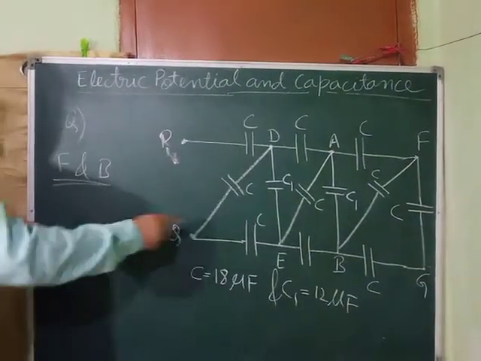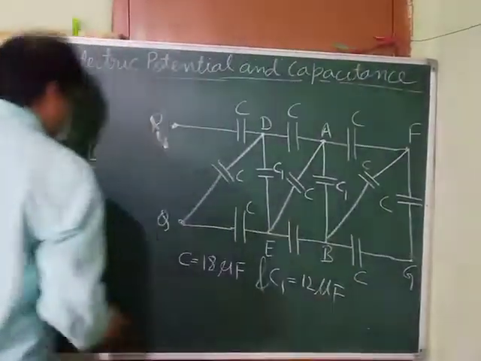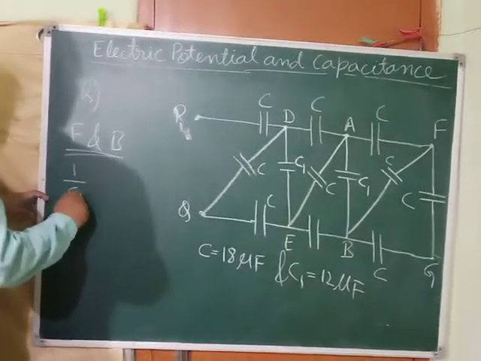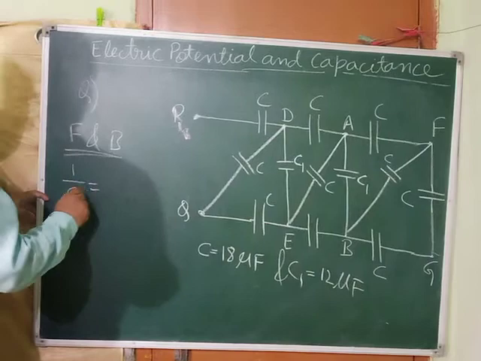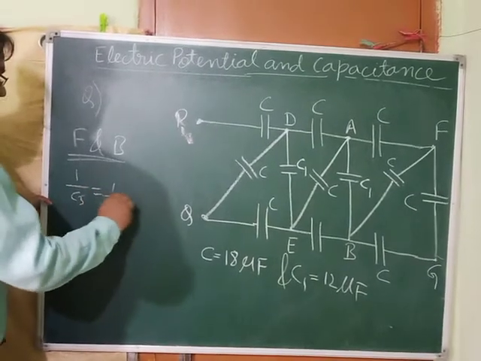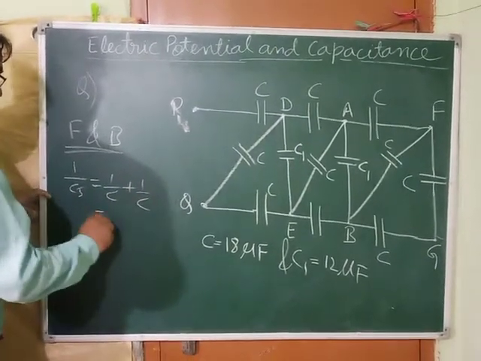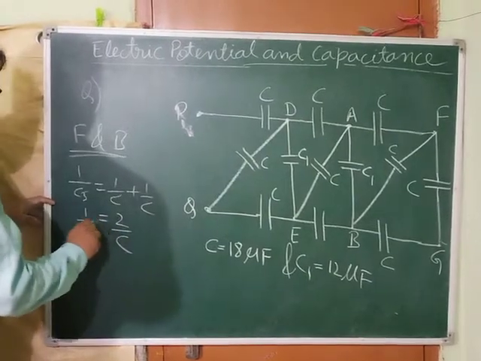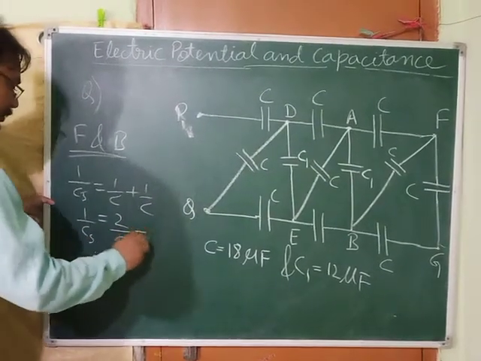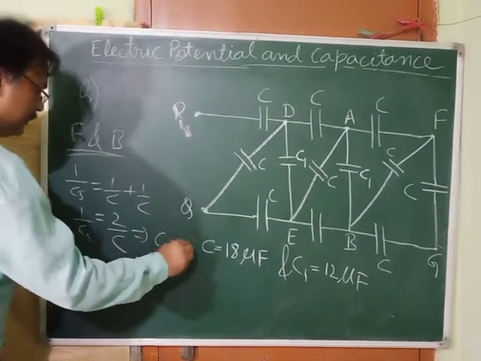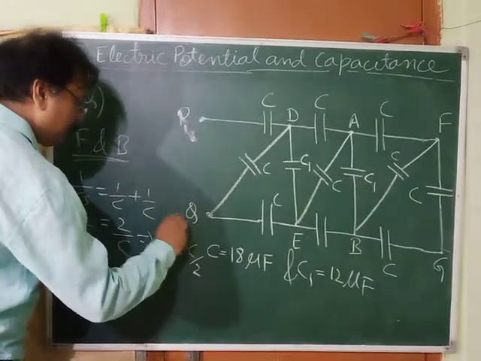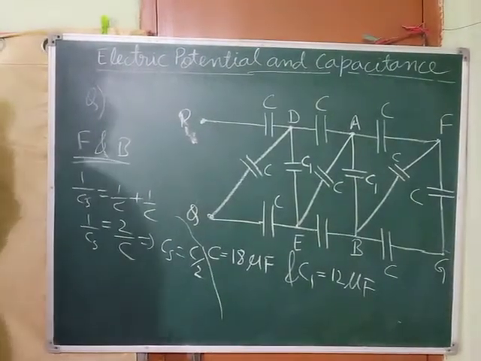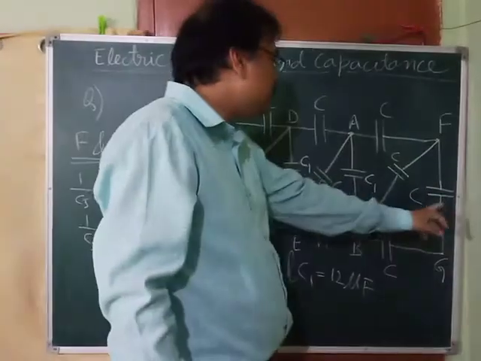So what we can do? Obviously C. These two are in series, so we can write 1 by CS is 1 by C plus 1 by C. So what will we get? 2 by C, that is 1 by CS. So what is CS? CS is C by 2. Okay, that's what we will get. So the series combination of these two is C by 2.